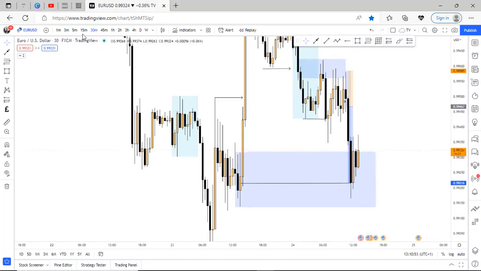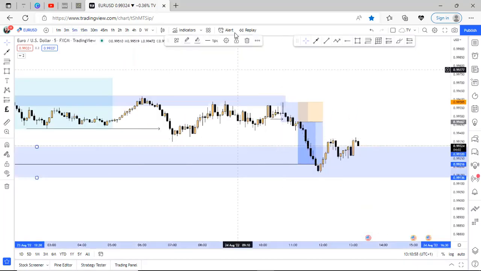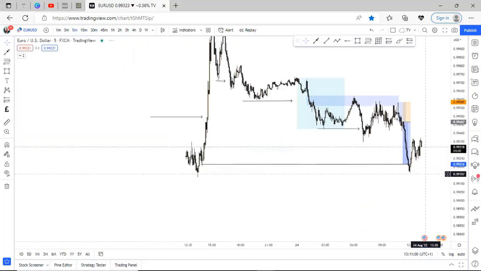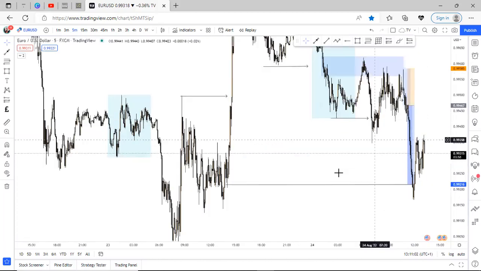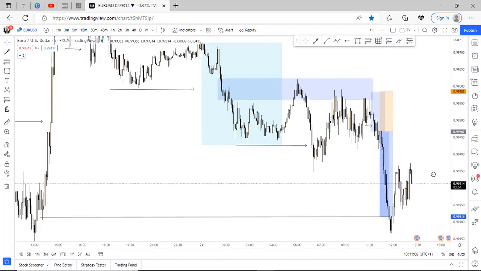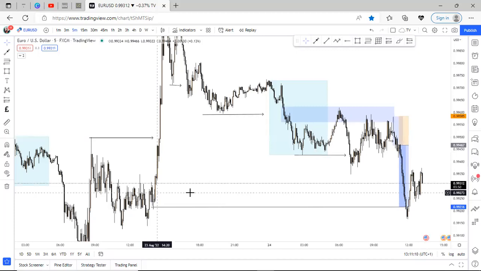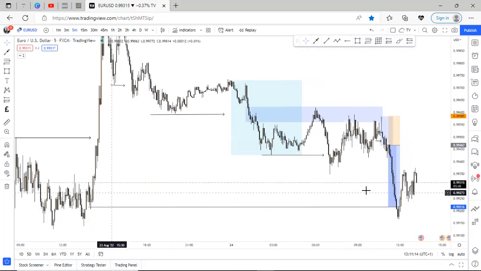Later on I was watching what price was doing, and I then took a sell trade. So why did I take a sell trade? I took a sell trade because price was yet to get to the point of interest where I wanted to buy from, right? So that was why I took the sell trade.